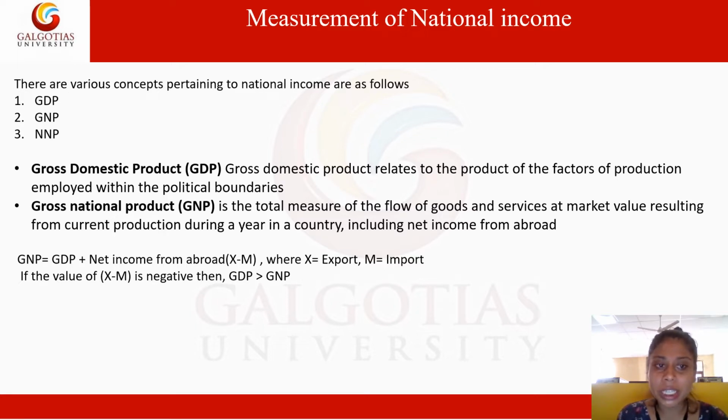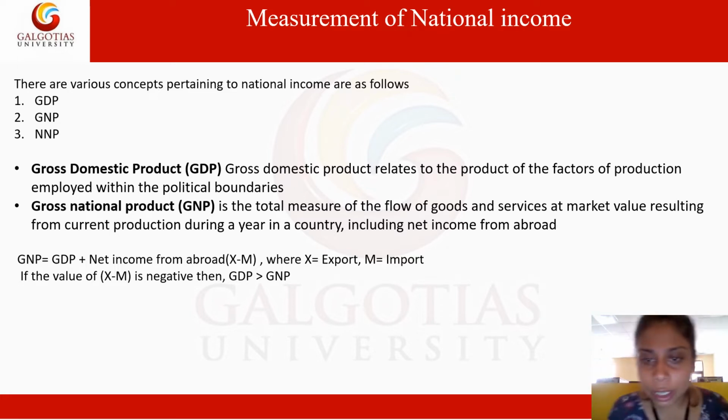Basically GDP stands for gross domestic product. It relates to the product of the factors of production employed within the political boundaries, that is, within the domestic territory. It is defined as a measure of the total flow of goods and services produced by an economy over a specific time period, usually a year, the financial year. Then all value of the intermediate products is excluded.